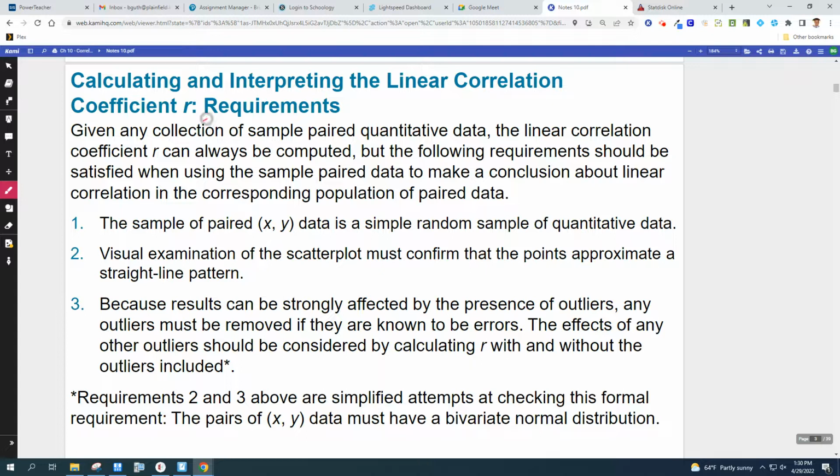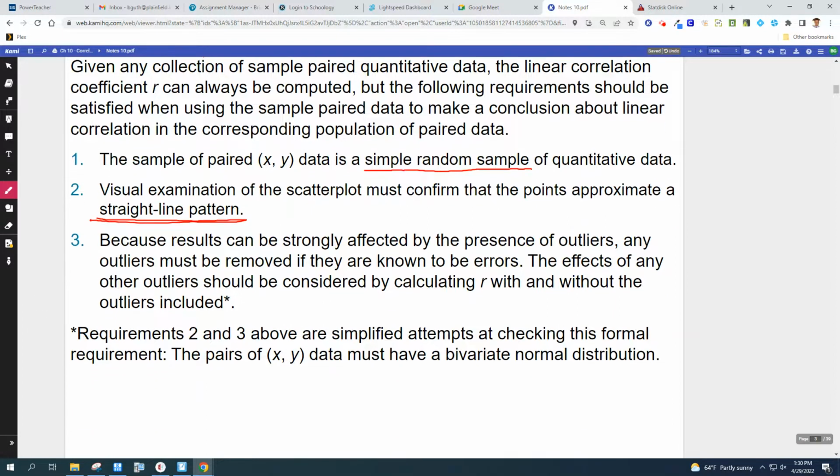When we calculate, we must check some requirements to see that it's even possible to do what we're trying to do. So requirement number 1, we want to look for a simple random sample. Check to see if those numbers are a simple random sample. Number 2, we are going to graph the points and make sure it looks pretty much like a straight line. And number 3, we want to remove outliers. Outliers are going to be a problem because it could really change our numbers. One outlier really changes the value.